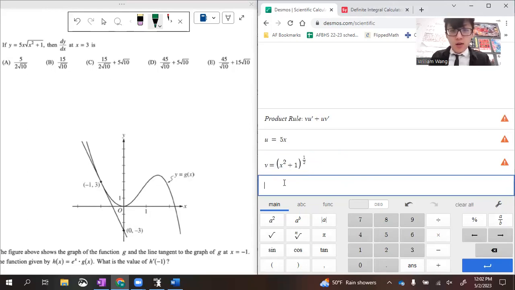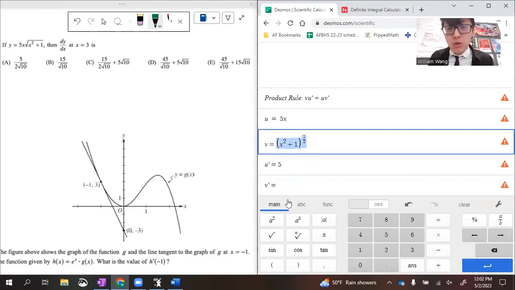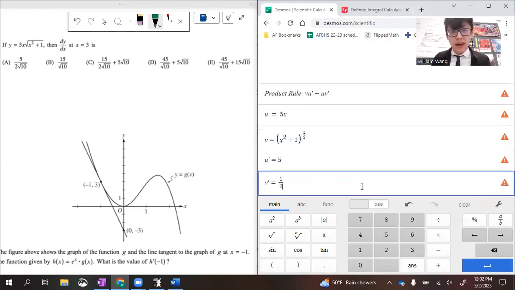All right. U prime is the derivative of 5x, so that's just going to be 5. V prime is going to be the derivative of this, which requires a chain rule. So it's going to be 1/2 x squared, or here, I'll narrate it step by step because it's chain rule. So it's 1/2 because I brought this 1/2 down.